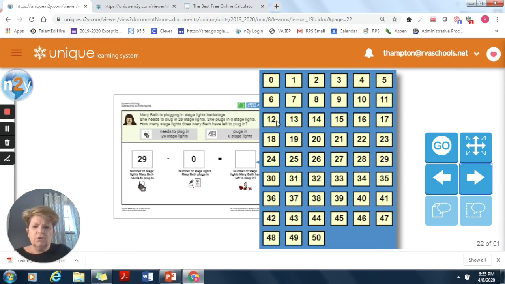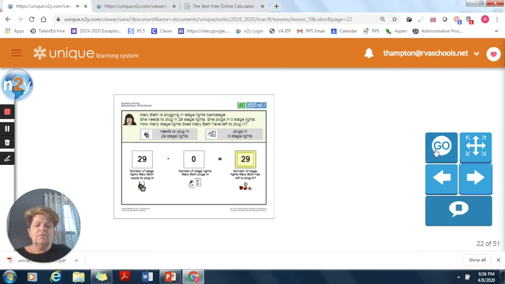So can we find the number 29 on our chart here? Where is the number 29? So we have 18, 19, 20, 21, 22, 23, 24, 25, 26, 27, 28, 29. Very good. So then we can always still work out our problem. We have 29 minus 0, right? We have 29 minus 0.